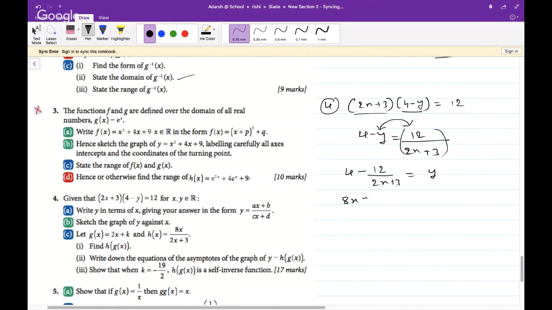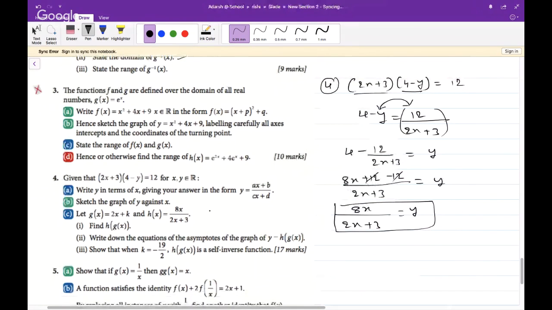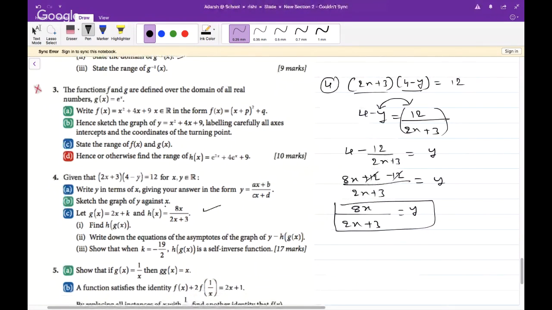So 8x plus 12 minus 12 divided by 2x plus 3, which is equal to y. So this 12 cancels. So I have 8x divided by 2x plus 3 is equal to your y. This is what you have to show. Now sketch the graph of y against x.